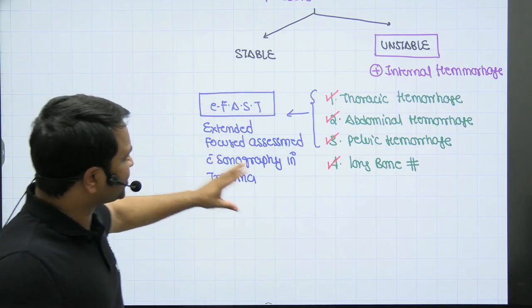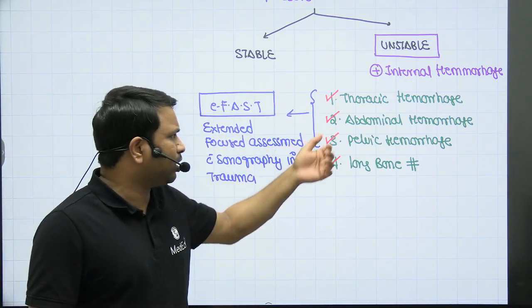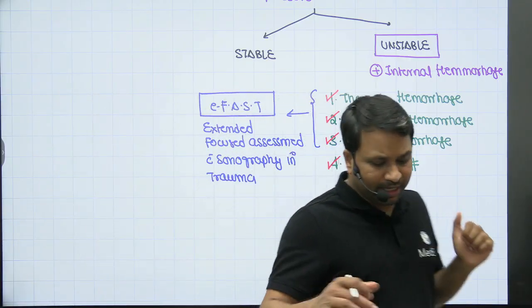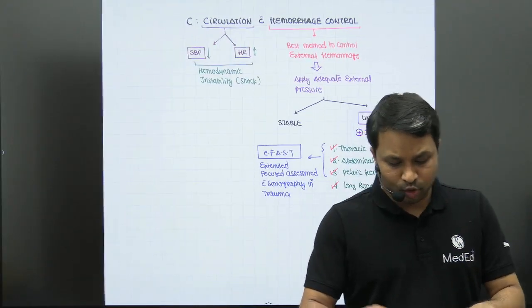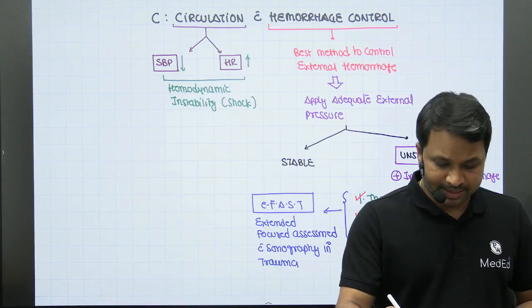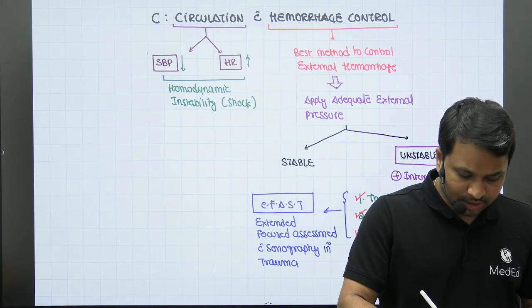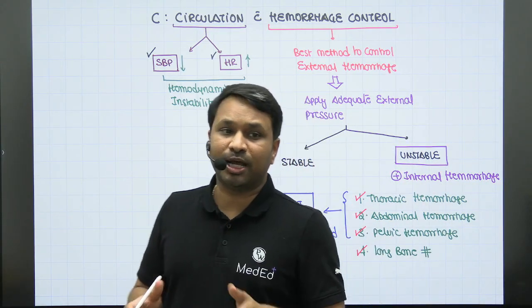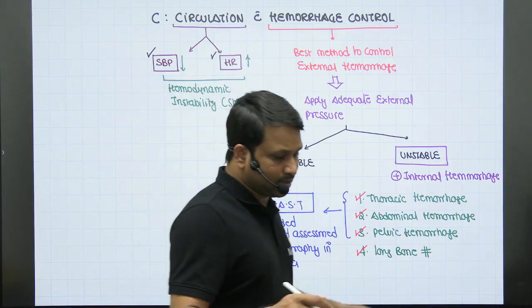So if you do a FAST, now you're covering the thorax, the abdominal side, and the pelvic side. So you will be able to localize the site of bleeding. Hence, this is what you have to look at in the context of circulation with hemorrhagic control. Circulatory assessment is simply done by looking at the systolic blood pressure and the heart rate, which will give you an idea whether the patient is hemodynamically stable or unstable, right?